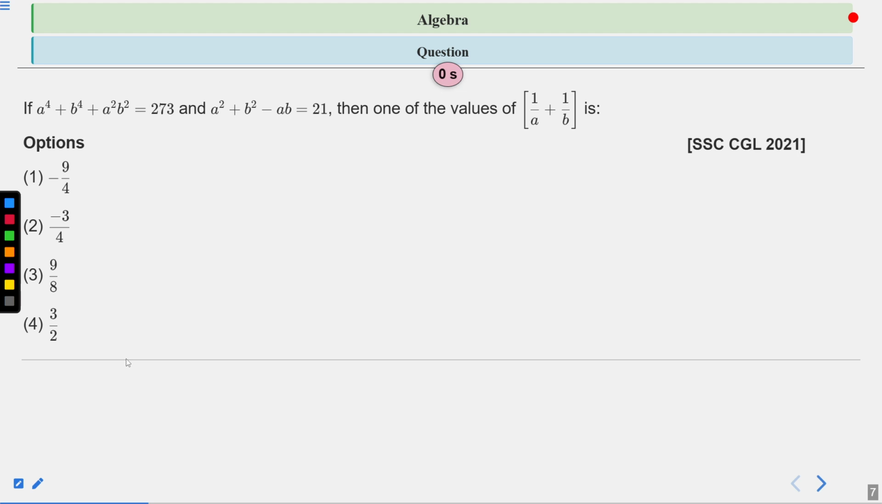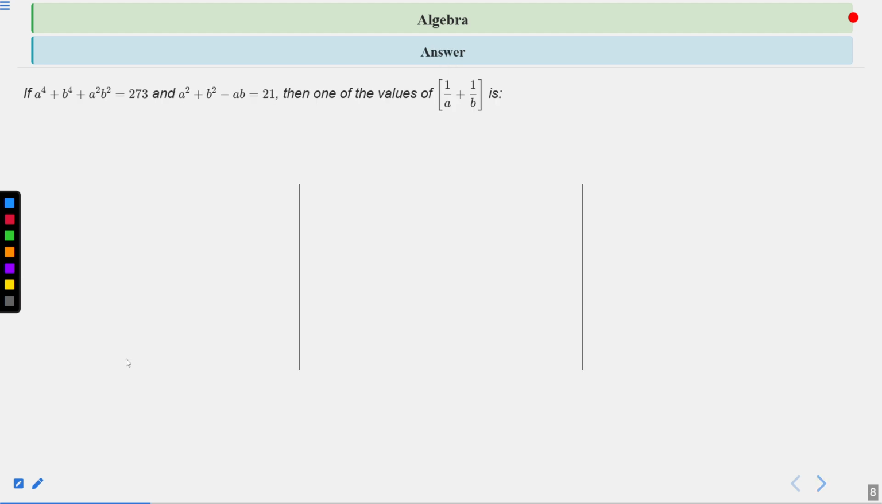Now time's up. Let's see the solution of this question. So given data is a to the power 4 plus b to the power 4 plus a square b square is 273, and it is also given that a square plus b square minus ab is 21. So we need to calculate the value of 1 upon a plus 1 upon b. So the correct answer of this question is the second one, which is minus 3 by 4. Now see the detailed solution.